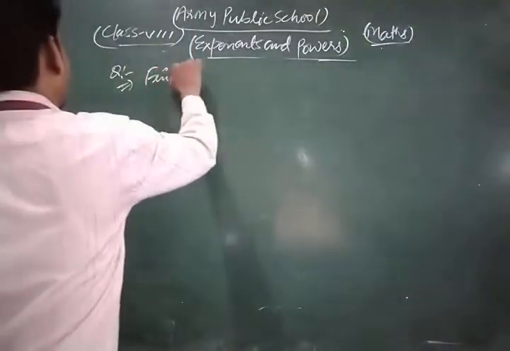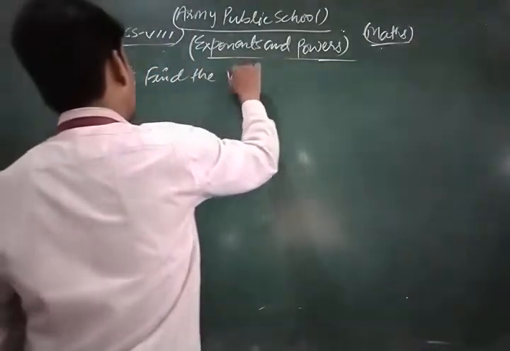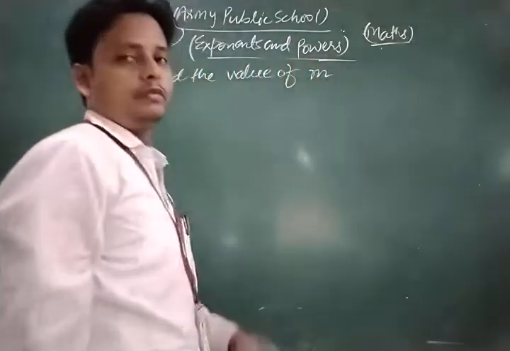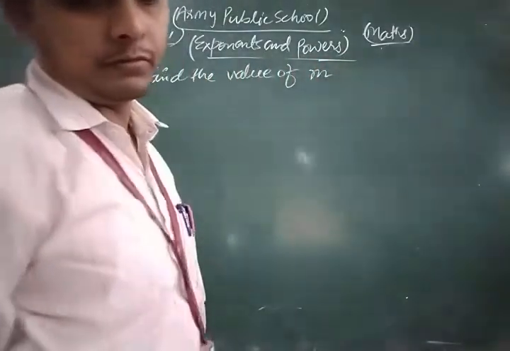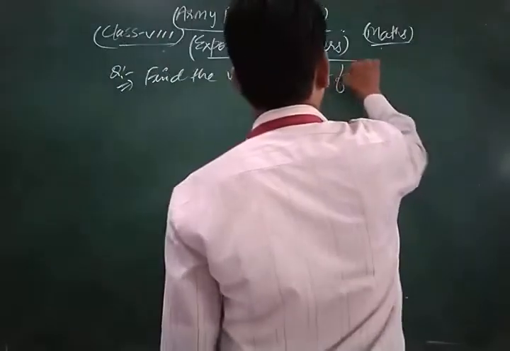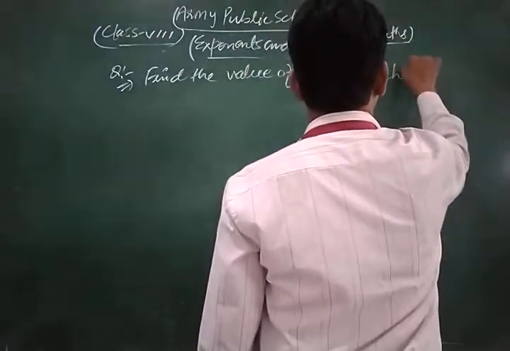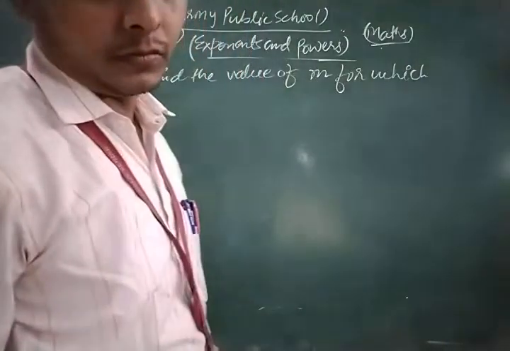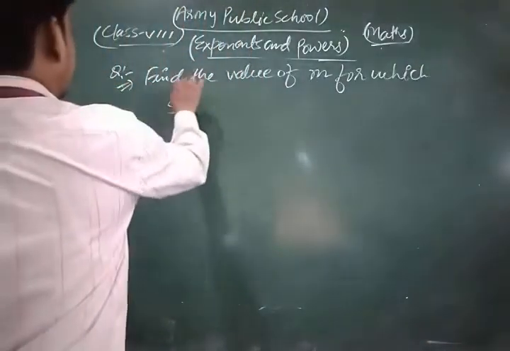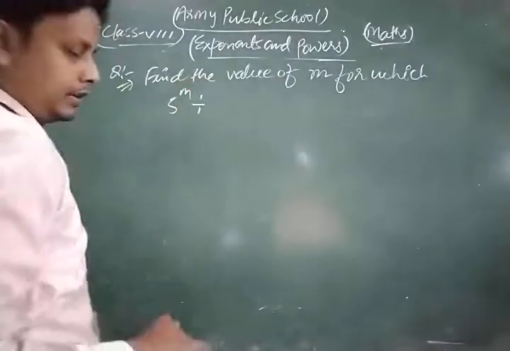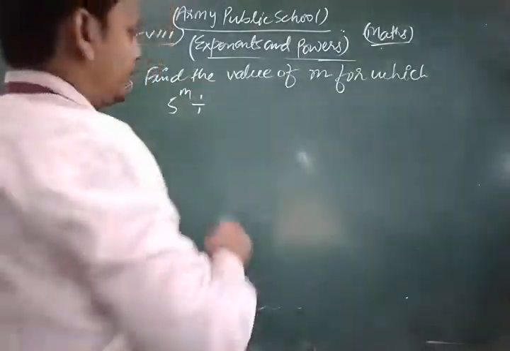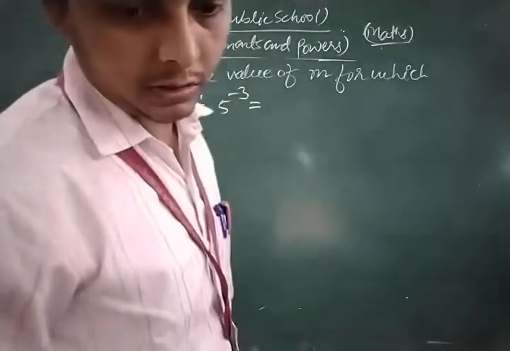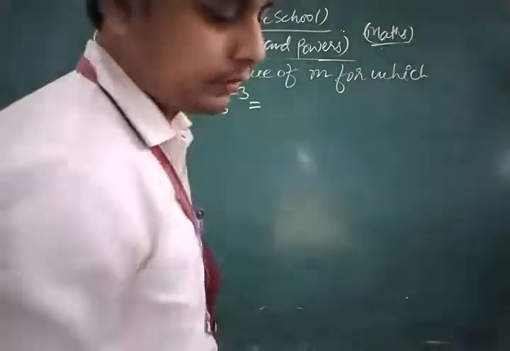Find the value of m for which 5 to the power m divided by 5 to the power minus 3 is equal to 5 to the power 5.